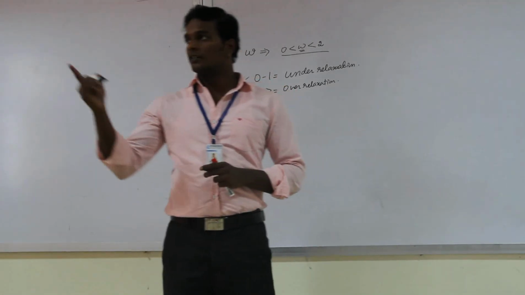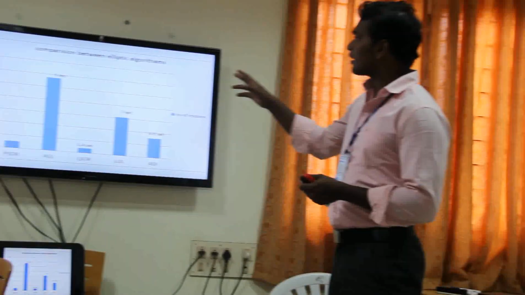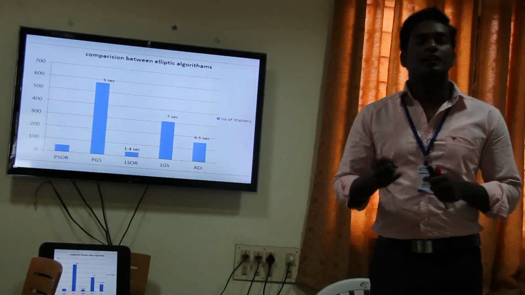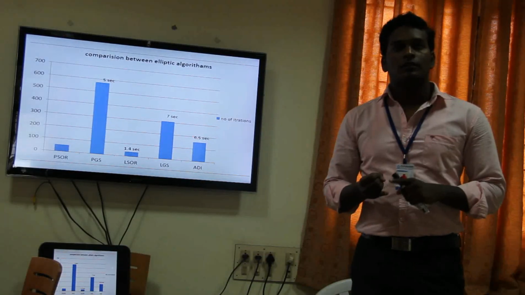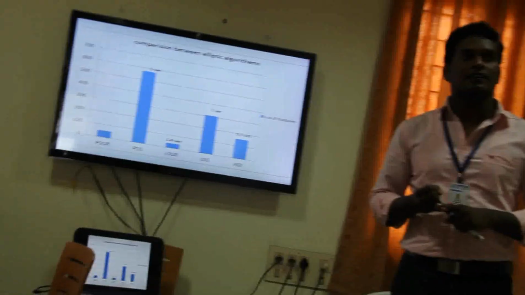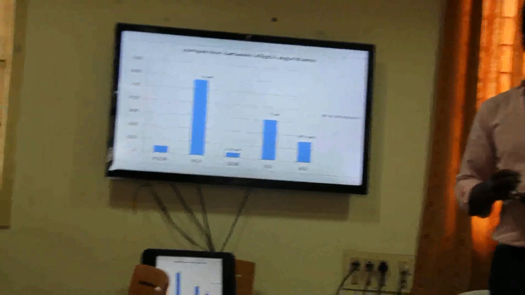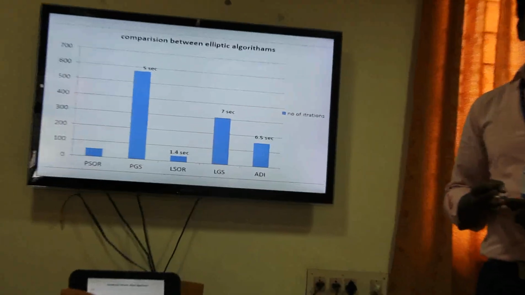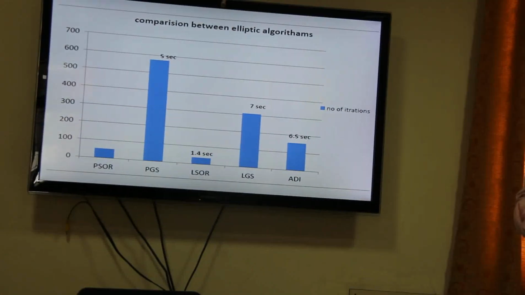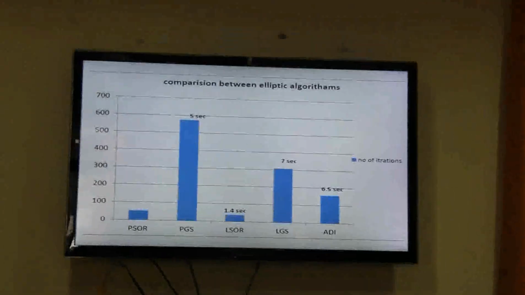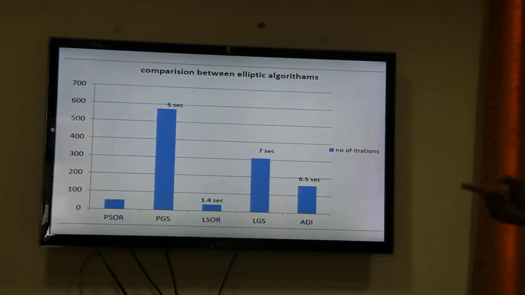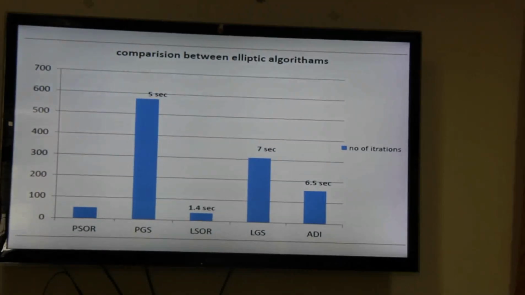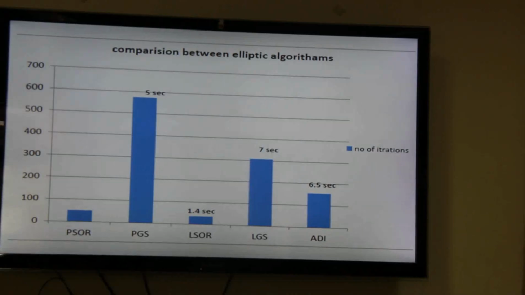For example, if you look at the chart, this is a comparison between elliptic algorithms. What are the elliptic algorithms available? I have scaled the algorithms in the x direction: PSOR and PGS. PGS means point Gauss Seidel, LGS means line Gauss Seidel, LSOR is line successive over relaxation, and PSOR is point successive over relaxation. The corresponding iterations are in the y direction, and the time consumed by the algorithm is at the head of the bar.